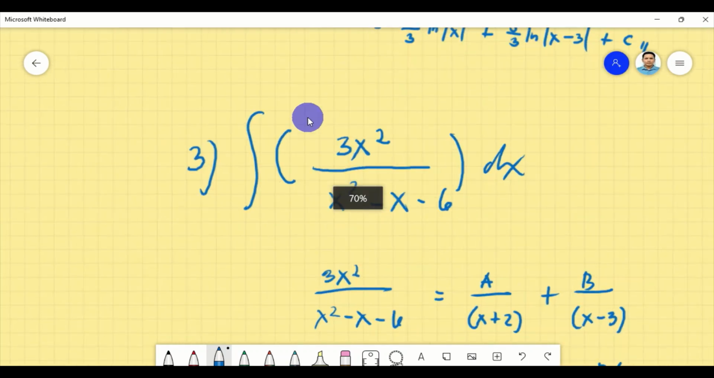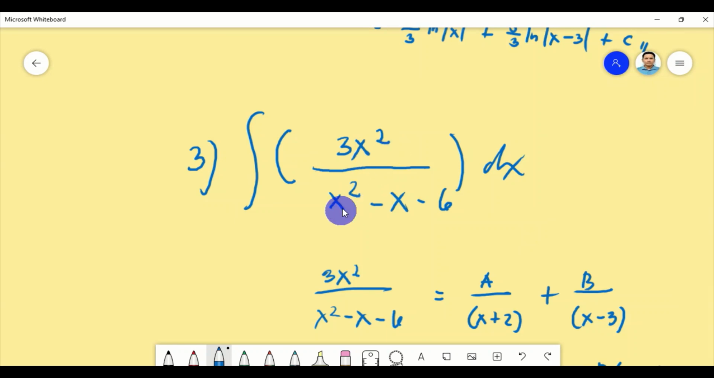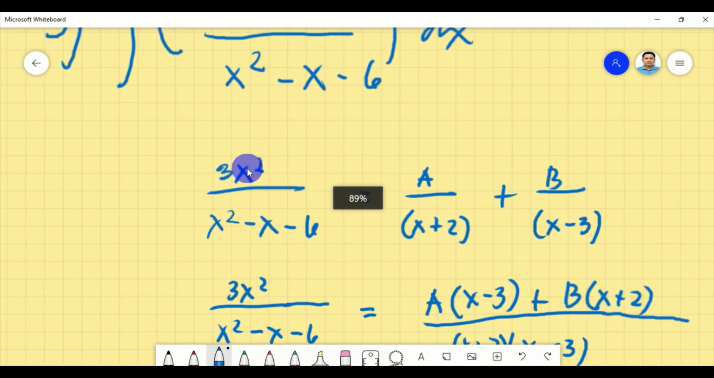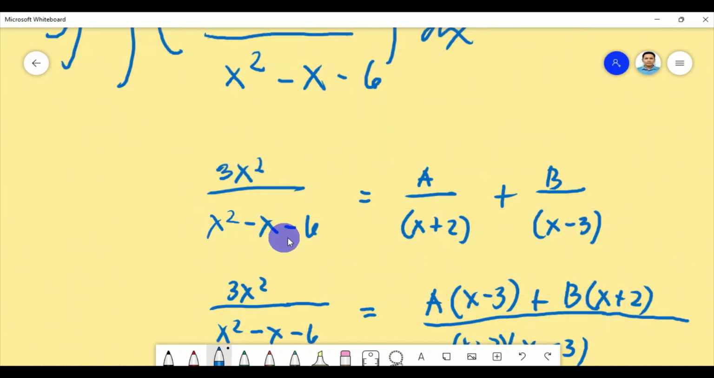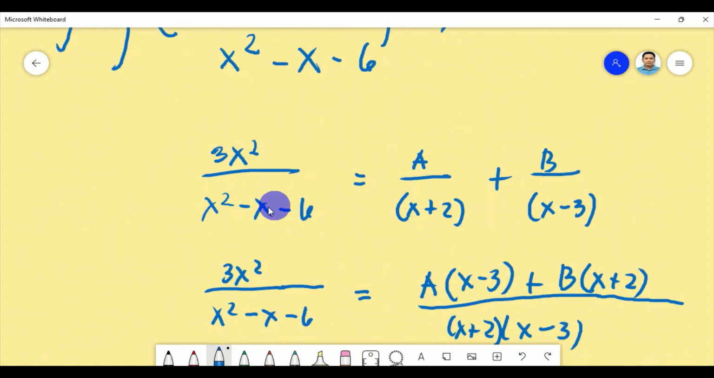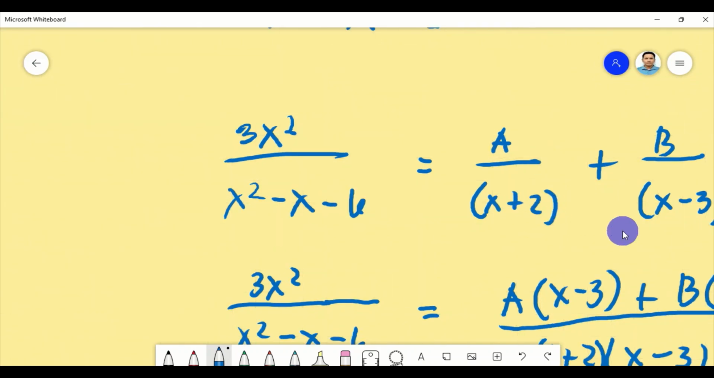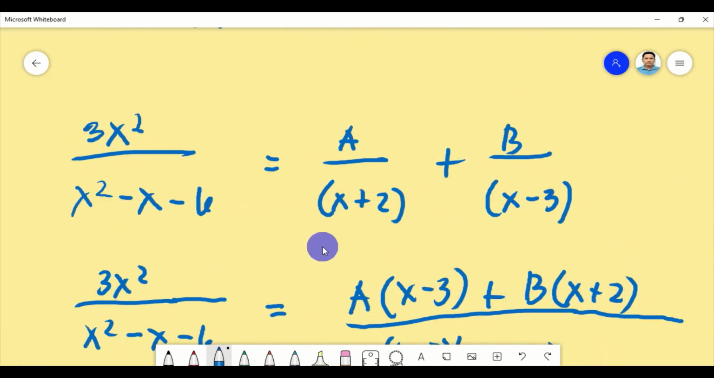So, for example, if you're asked to find the integral of 3x squared over x squared minus x minus 6 dx, of course, we do the process of decomposition. You have 3x squared over x squared minus x minus 6, and this is definitely equal to A over x plus 2 because the factors of x squared minus x minus 6 are x plus 2 and x minus 3. So you have 3x squared over x squared minus x minus 6 equal to A over x plus 2 plus B over x minus 3.